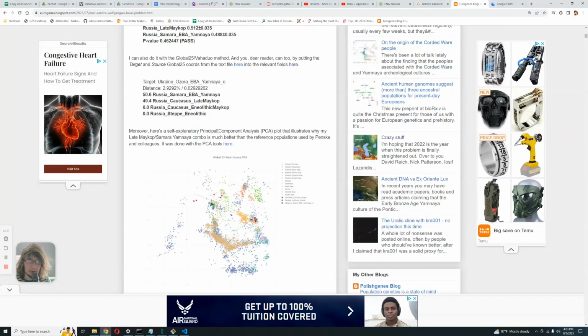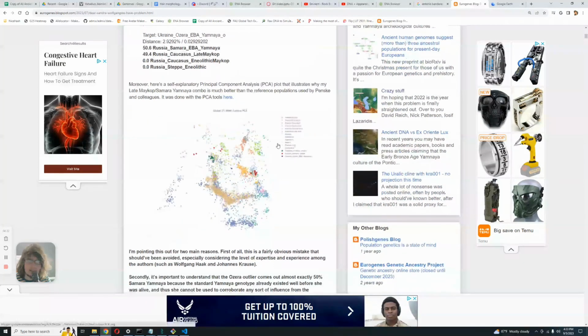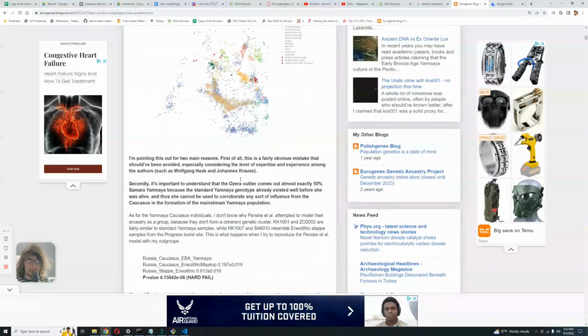Moreover, here's a self-explanatory principal component analysis plot that illustrates why my late Maykop Samara Yamnaya combo is much better than the reference populations used by Penske and colleagues. It was done with PCA tools here. Okay, I don't really want to zoom in and read all that, but I'm gonna link the article in the description of the video so you can look for it by yourself.